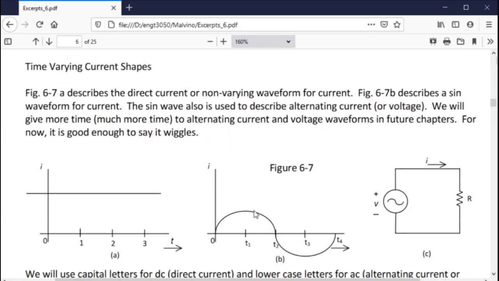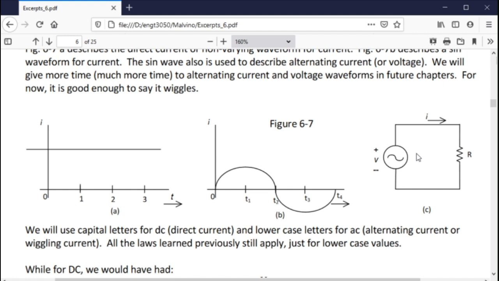Okay, so figure 6.7 describes, A describes a non-varying waveform for current. B describes a sine waveform for current. The sine wave is also used to describe alternating current or voltage. We'll be given more information at a later time about AC current. Other than that, it's good enough to say that it wiggles. So this shows a voltage source with a time-varying signal.